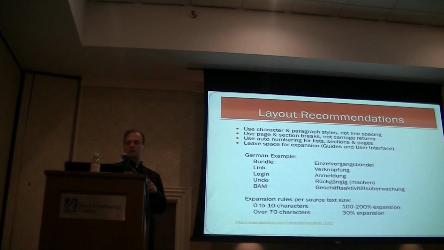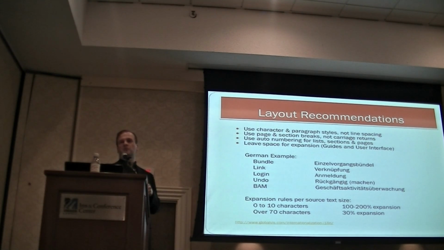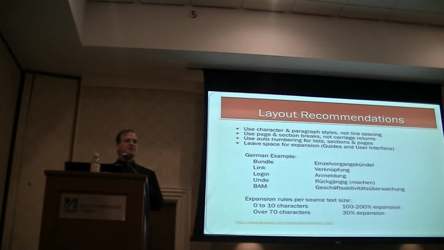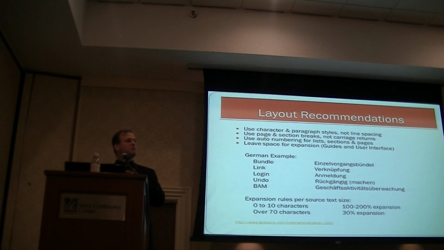The other part is auto-numbering for list sections, leave space for expansions. Think about it. Think also about when you're writing. If you're writing text like, see the image at the bottom of the page, again, due to expansion of text, it might not work for the target language because the image might already be on the next page. Suddenly, that reference is lost in the target language.